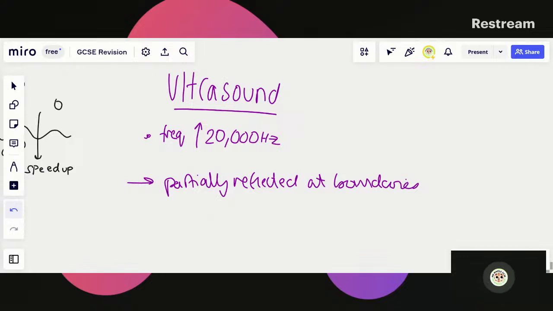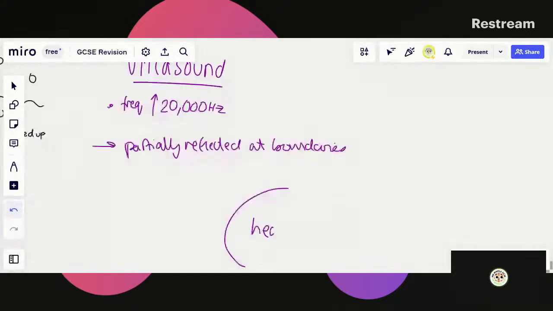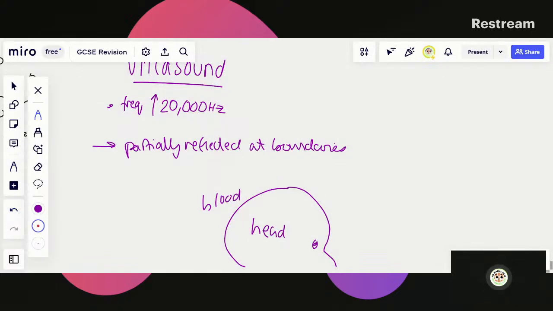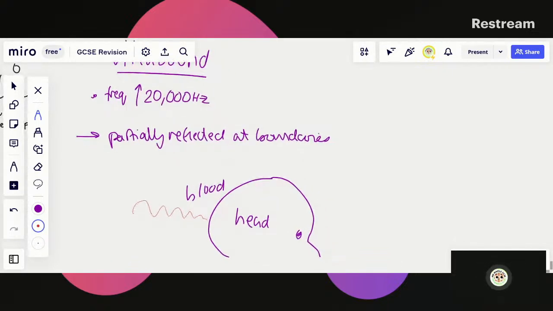For example, the baby, and it's detecting the mother's blood. What happens is it can easily go through the blood, but then perhaps at the head, because of the skeletal system, it will actually partially reflect. And some will keep going as well, but some will partially reflect, and this can help produce images, just how X-rays reflect when they get to bones and denser material.